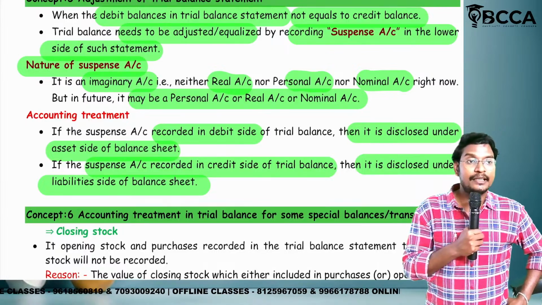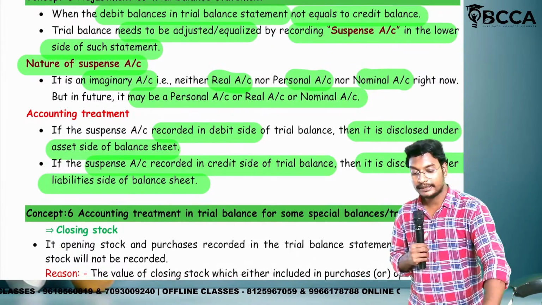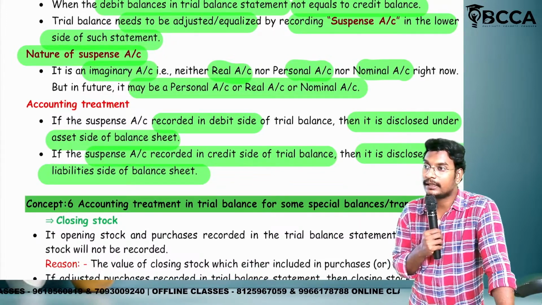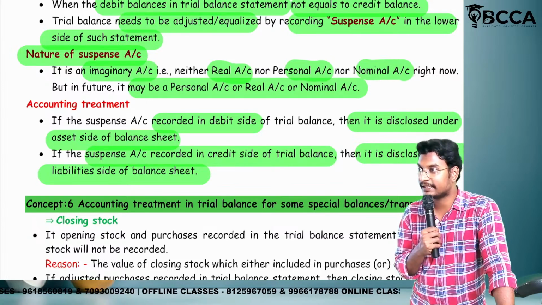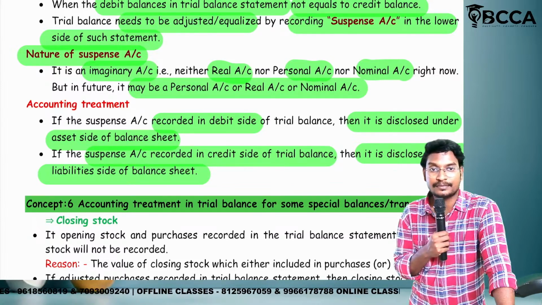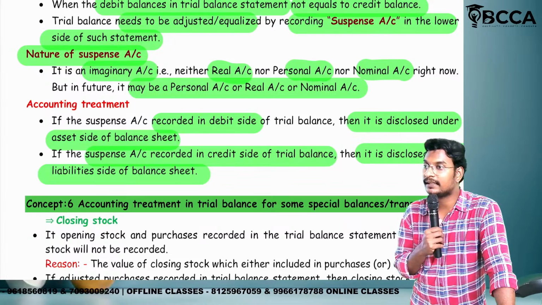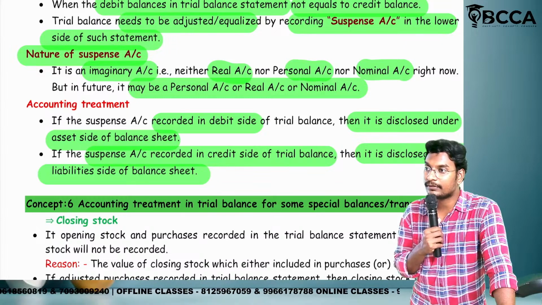Asset, credit balance means what? Liability. Okay, are you getting my point or not? So here the suspense account will come into the picture at which point of time? Equal or unequal? Unequal. If the debit side is more, the suspense account will be on the credit side. If the credit side is more, the suspense account will be on the debit side. If it is a debit balance, it will be recorded on the asset side of the balance sheet. If it is a credit balance, it will be recorded on the liability side of the balance sheet.